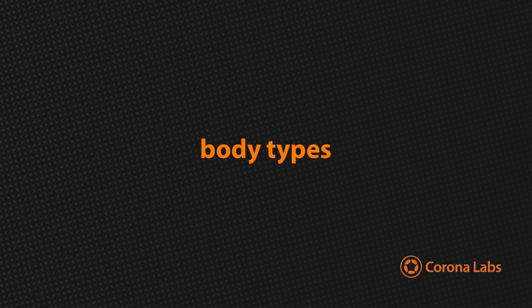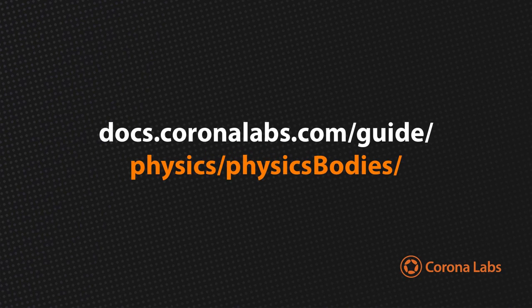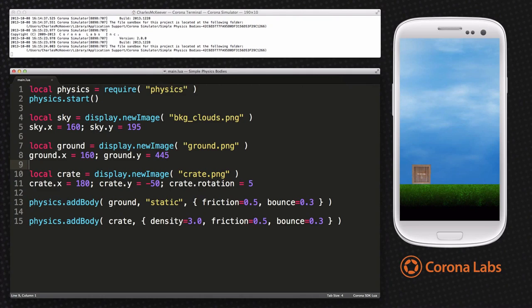It's important to restate that some body types will or will not collide with other body types. In a collision between two physical objects, at least one of the objects must be dynamic, since this is the only body type which collides with any other type. See the Physics Bodies Guide located on the Corona Labs website for more details. Let's look at some sample code.